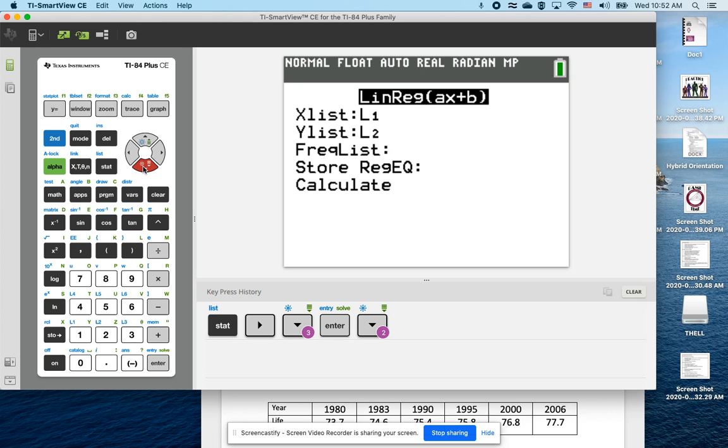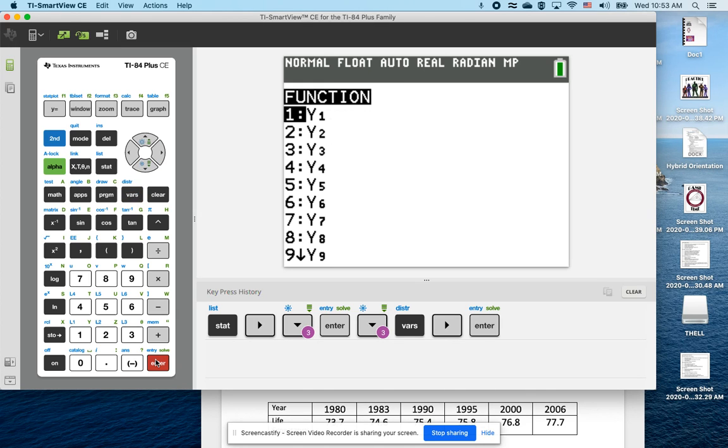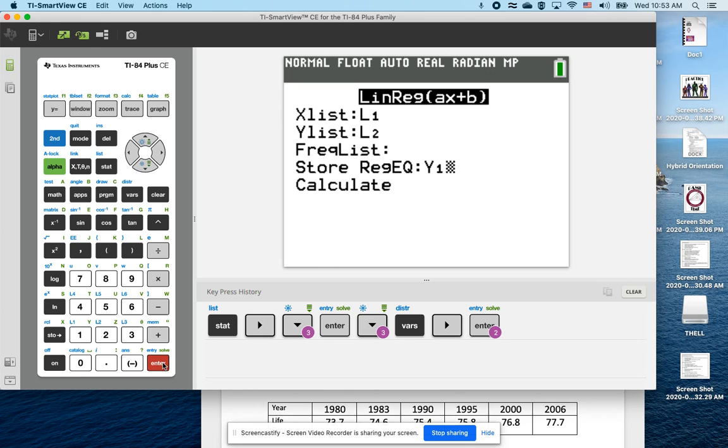The frequency list is if we had a third list that said this first point shows up 7 times, the second point shows up twice, etc. Storing the regression equation: we can either write down the information it gives us or automatically have it store the equation in one of the equations to graph. To do that, you go to Variables, and over to Y variables, hit enter, and there's Y1. So that's where I'm going to have it store the equation.